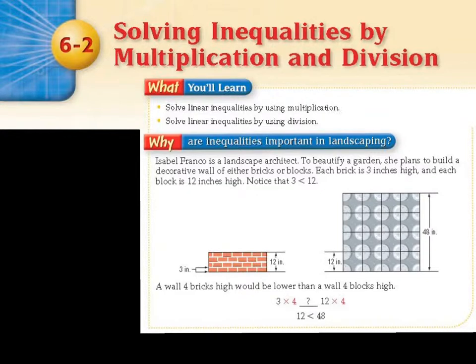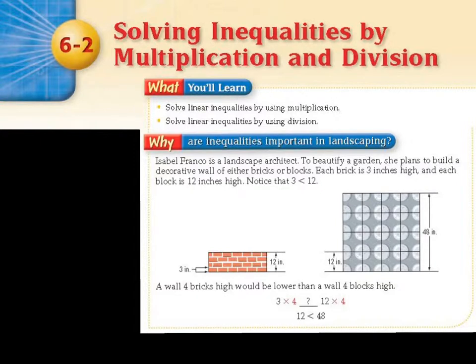Isabel Franco is a landscape architect. To beautify a garden, she plans to build a decorative wall of either bricks or blocks. Each brick is 3 inches high and each block is 12 inches high. Notice that 3 is less than 12. A wall 4 bricks high would be lower than a wall 4 blocks high.